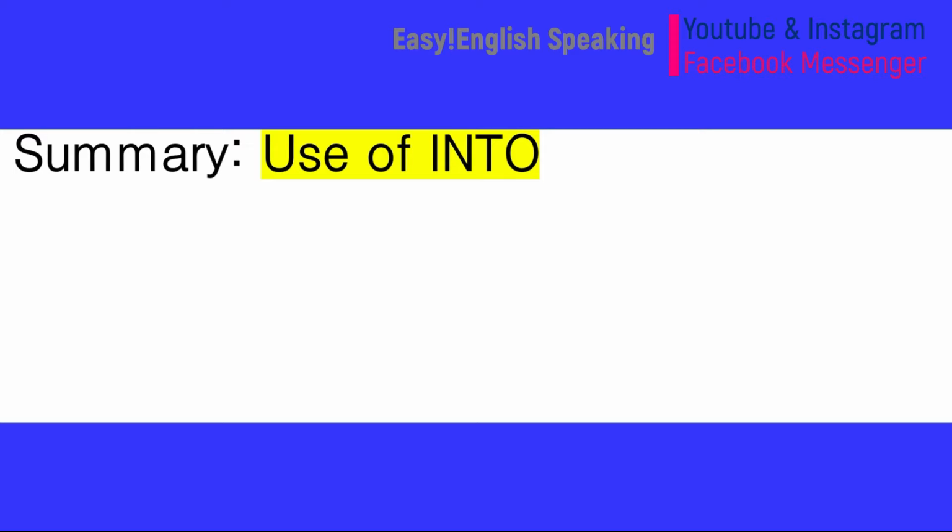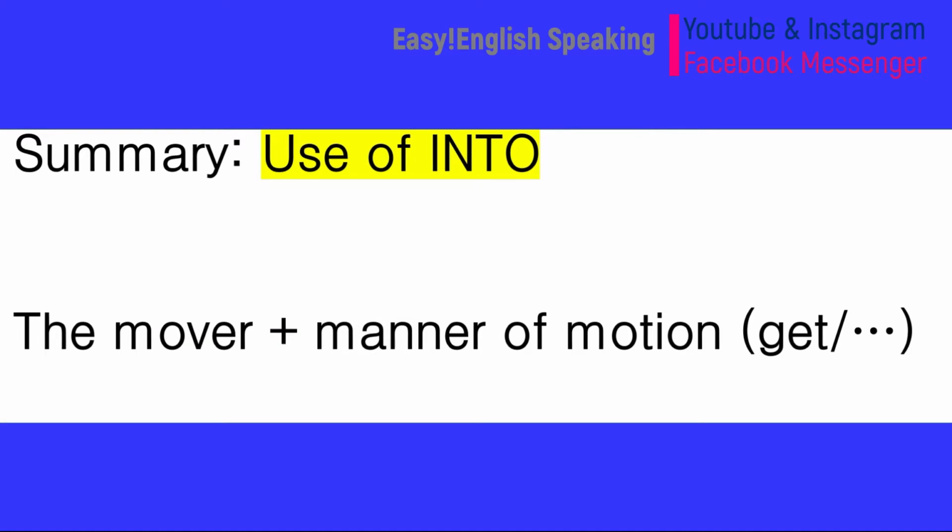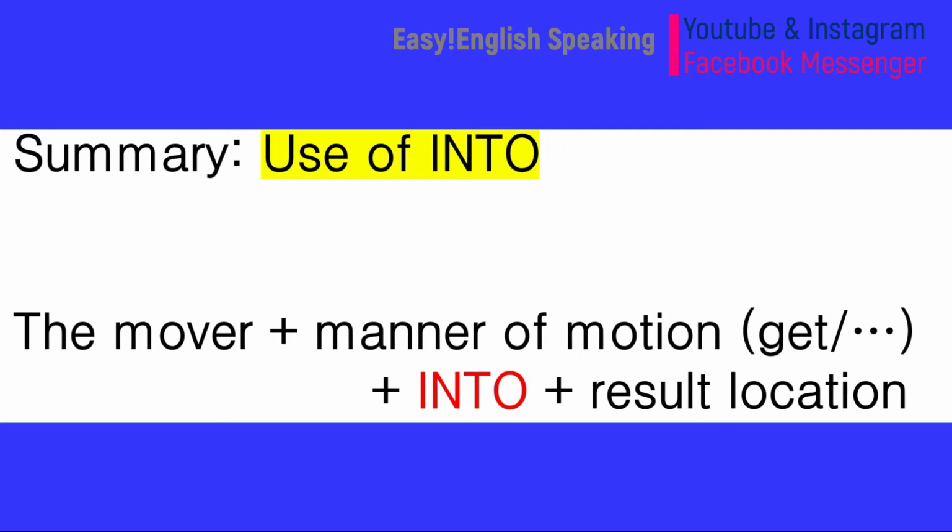Summary. Use of into. When can you use the word into like a verb? When there is a mover, whether you know the manner of motion in English or not, you can just use into and the result location. If you know specifically the manner of the motion verb, then you can use the verb, but if you are not aware of it, then use get. You can use get in any place, anywhere in English.